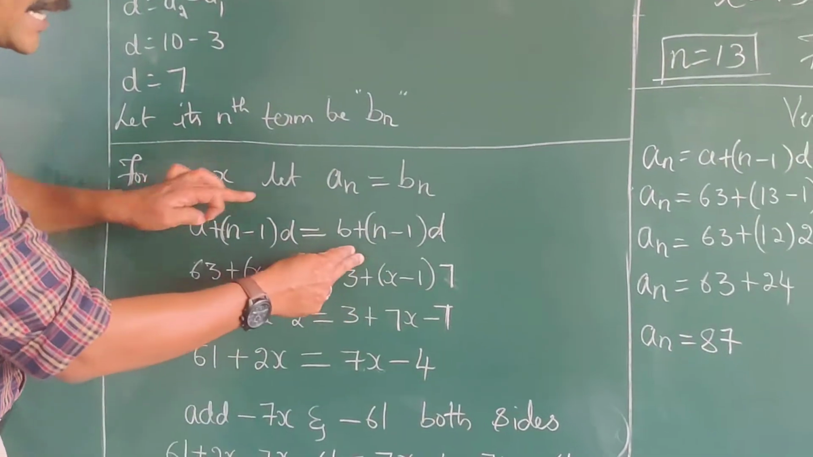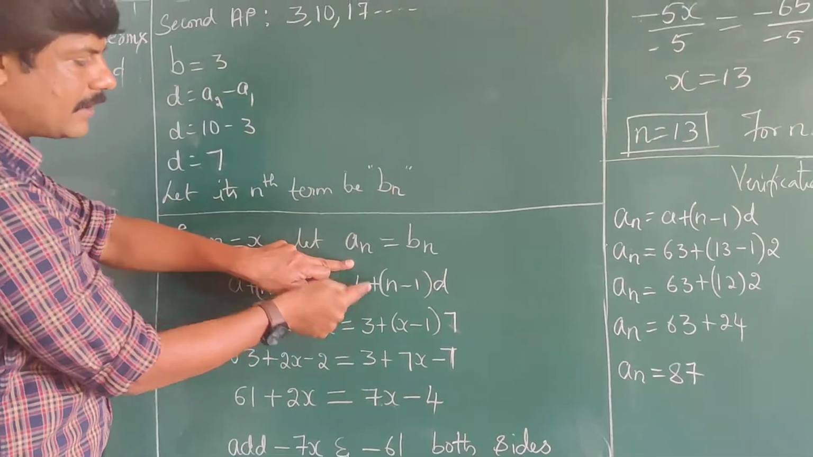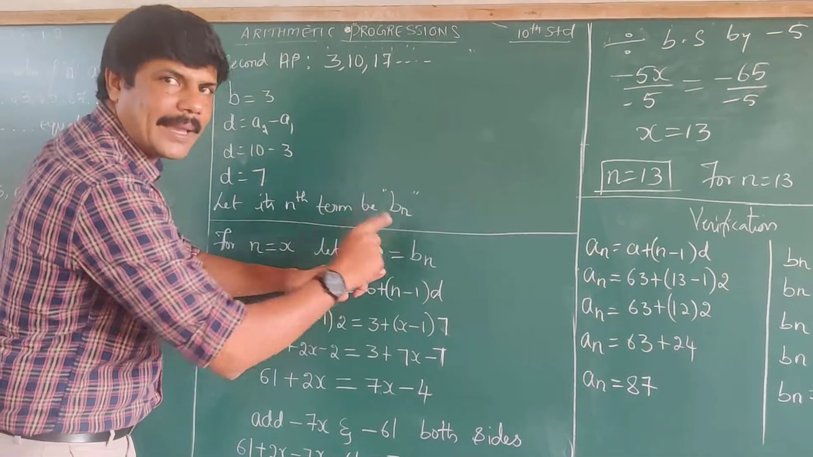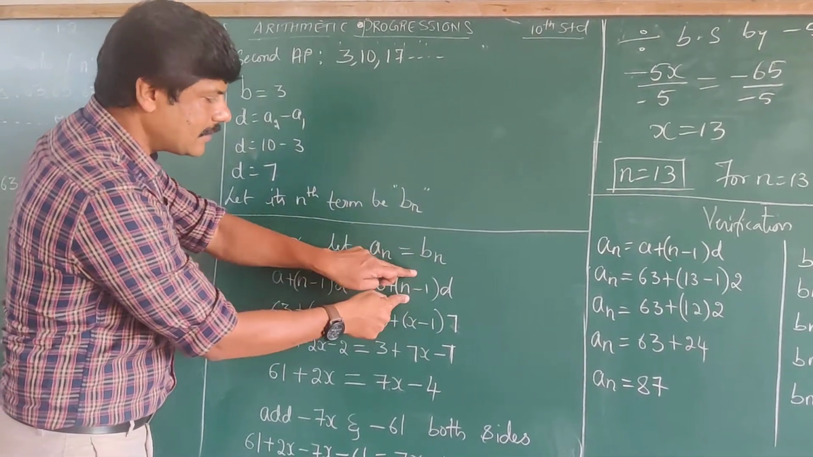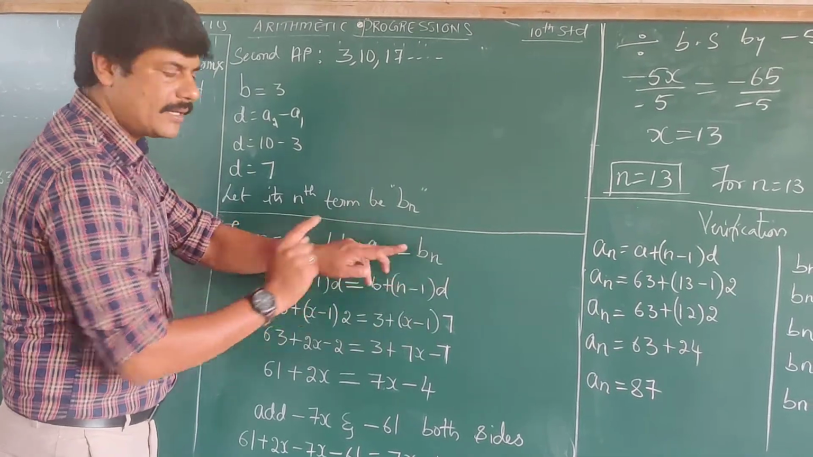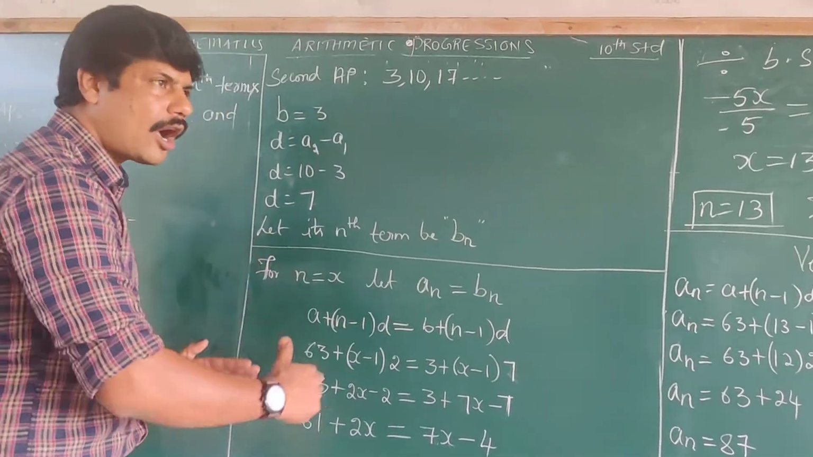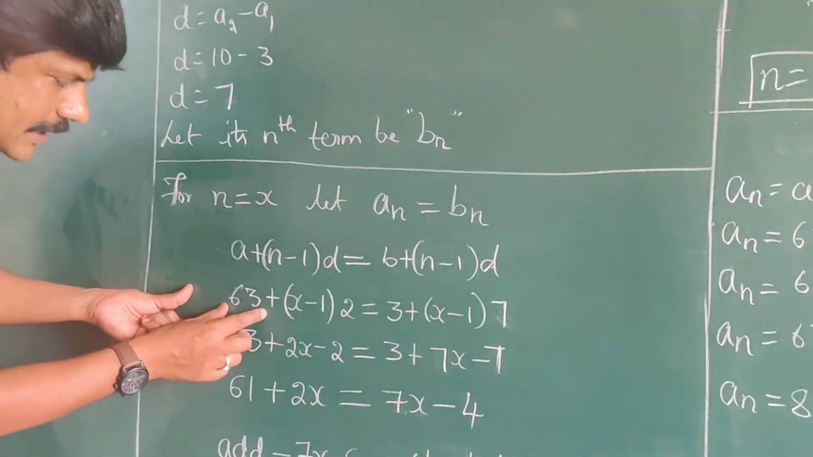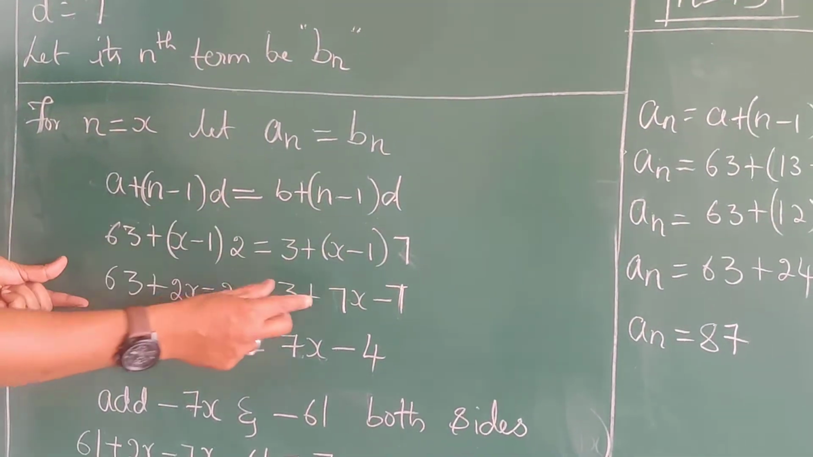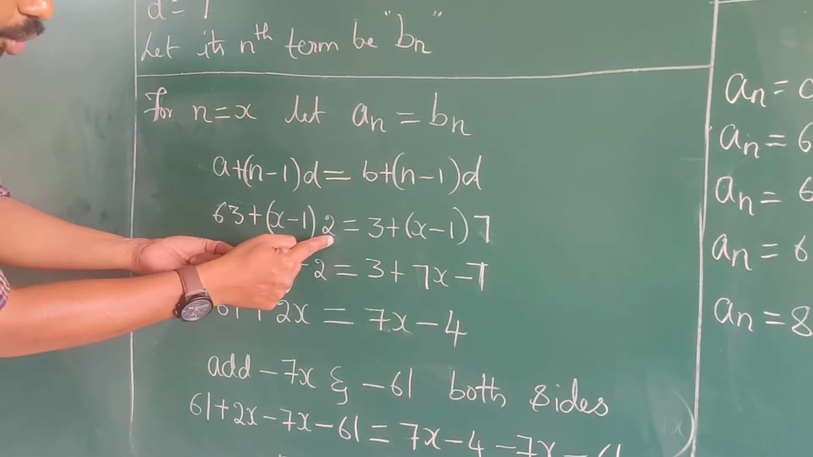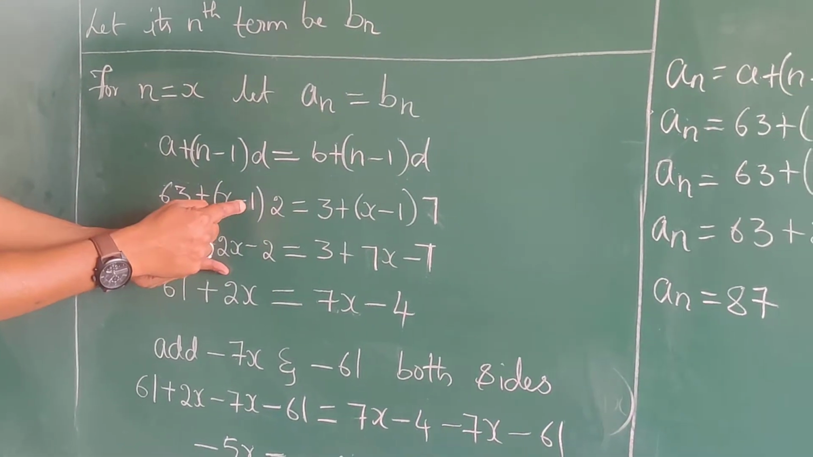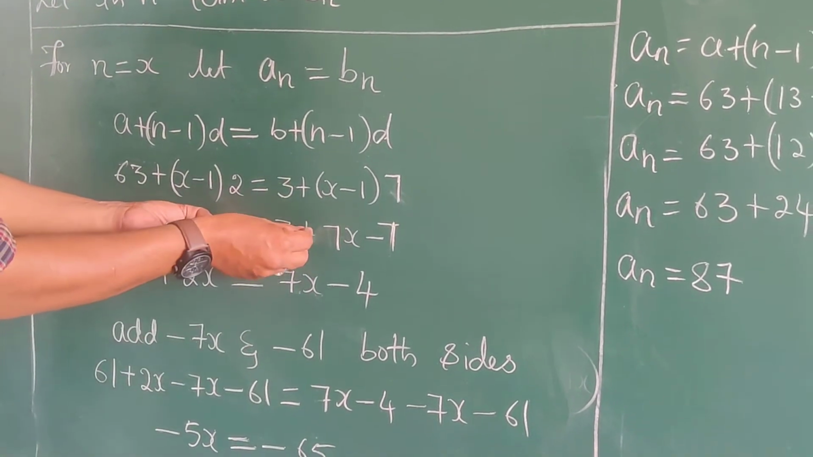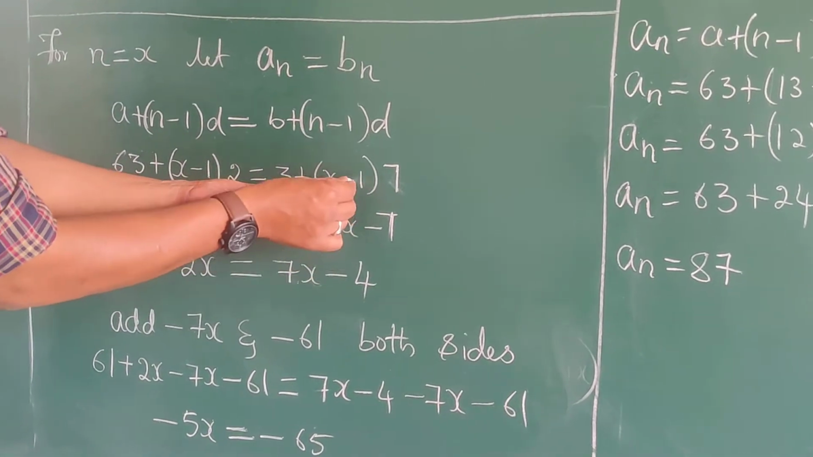This is the second AP. Second AP data: first term 3 plus n value, which is the same for both, because of which these two became equal. The n value is x minus 1. What is the d? 7, so 7x. After doing all the substitution, we get 63 plus x minus 1 into 2, that is 63 plus 2x minus 1 into 2, is equal to 3 plus 7x minus 1 into 7.